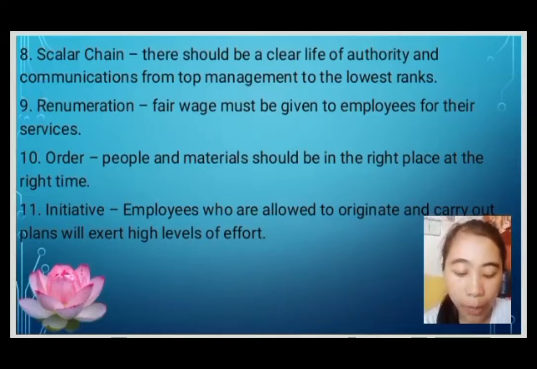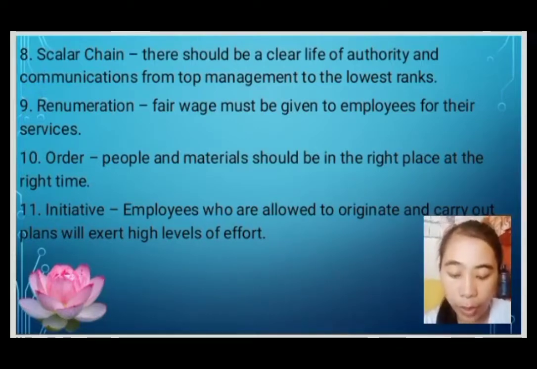Number 11 is initiative. Employees are not robots. They can think, innovate on their own, so managers let his or her subordinates make recommendations and carry out plans.